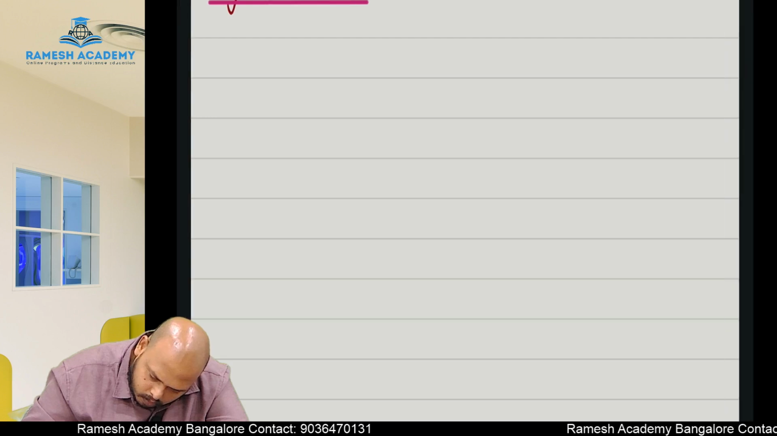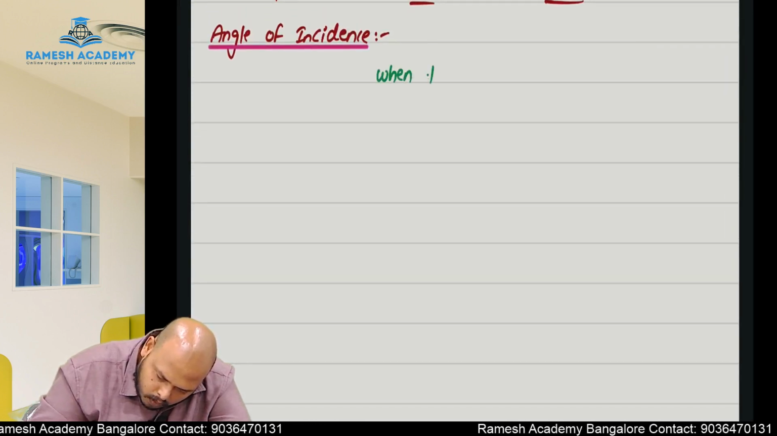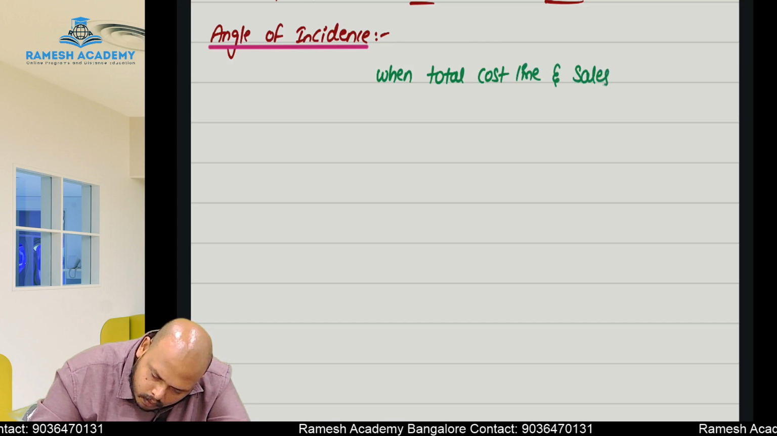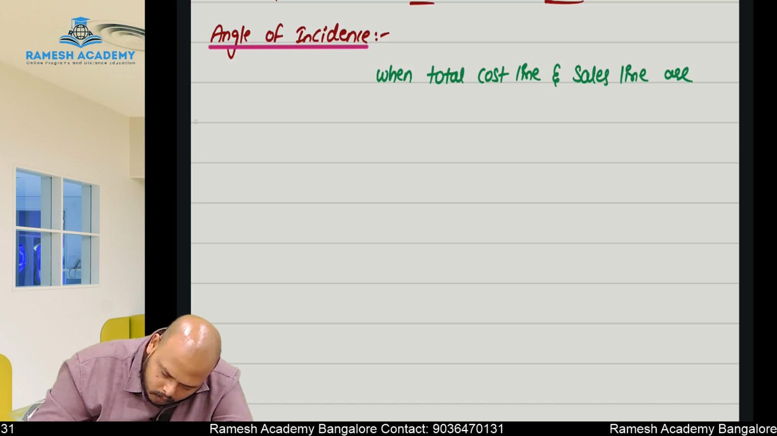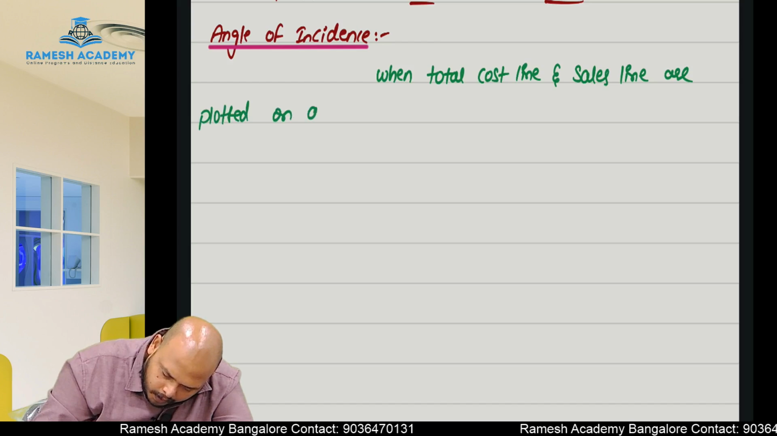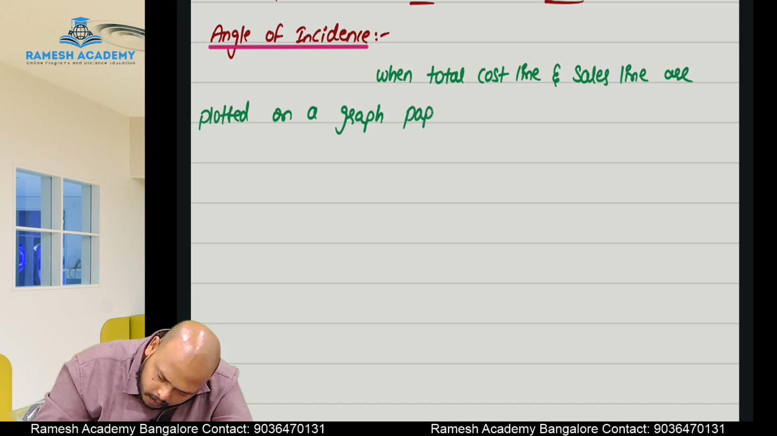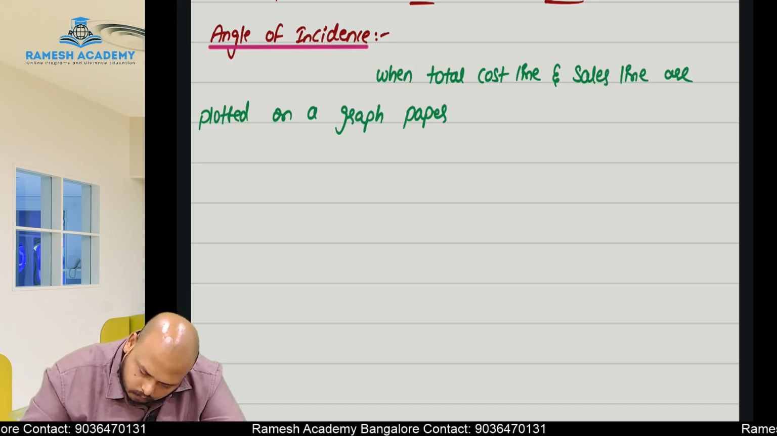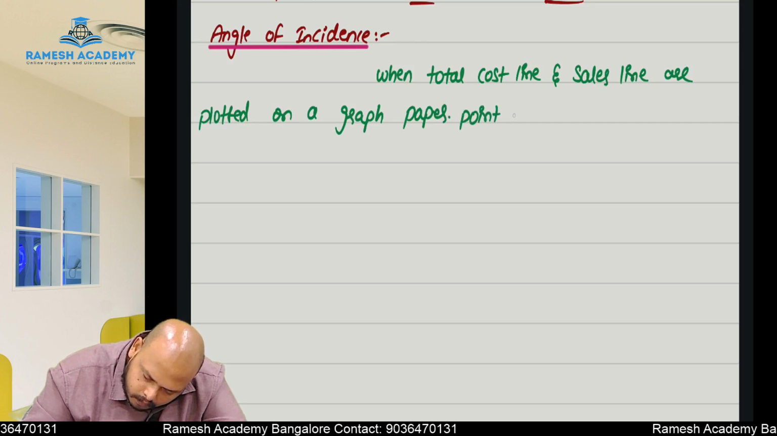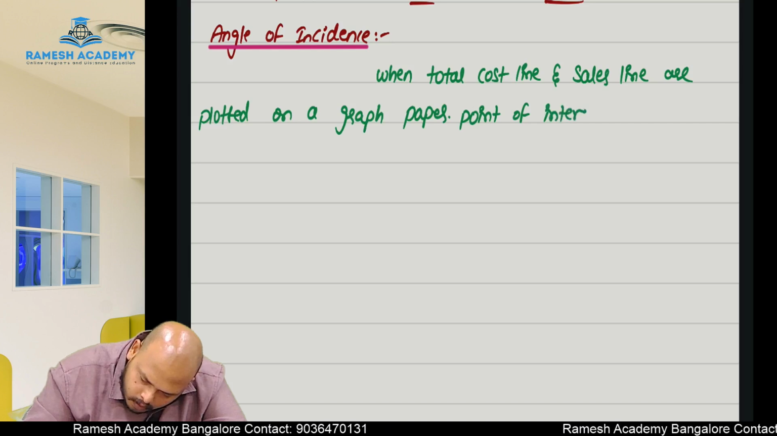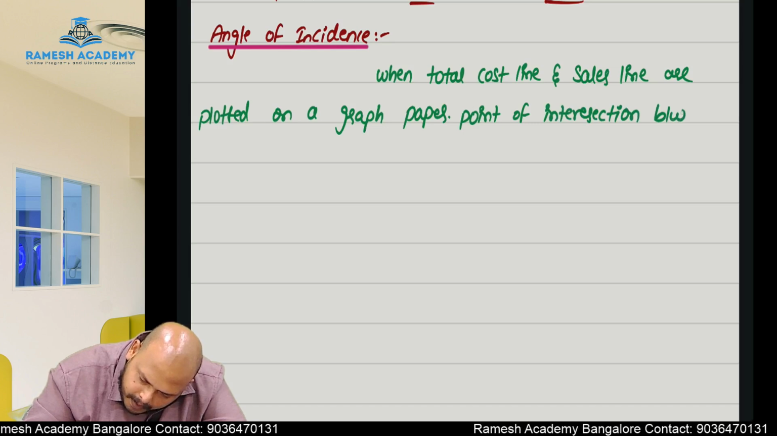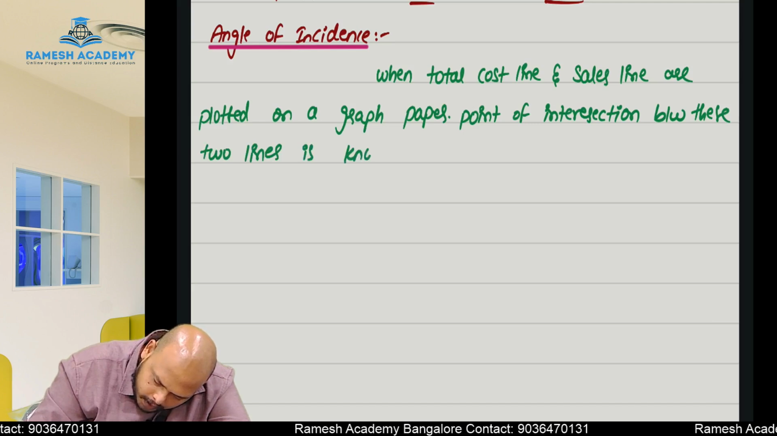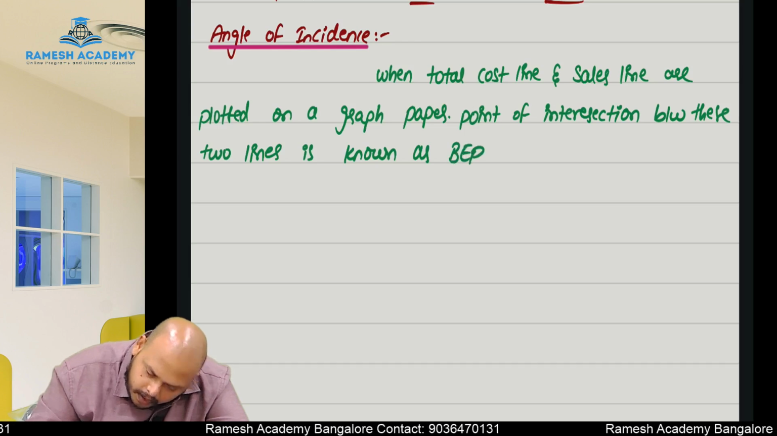When the total cost line and sales line are plotted on a graph paper, the point of intersection between these two lines is known as break even point. The intersection between these two lines is known as what?